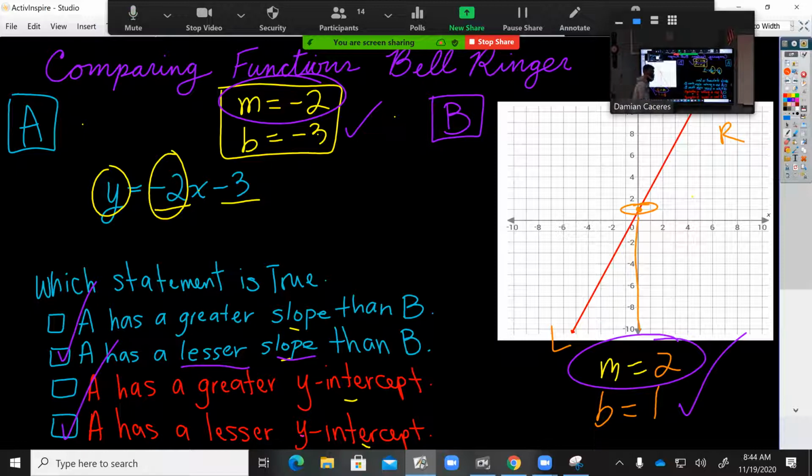Any questions on that? Now in this next problem, I want you to try it completely on your own, but use your same steps.